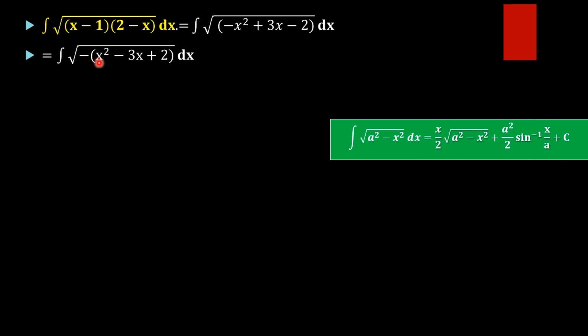So why are we taking negative outside? We have to make this function in this form, that is square root of a square minus x square. So we are taking negative outside.